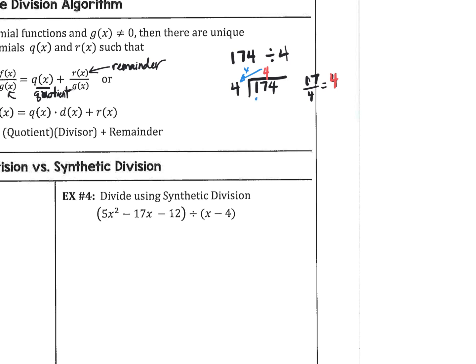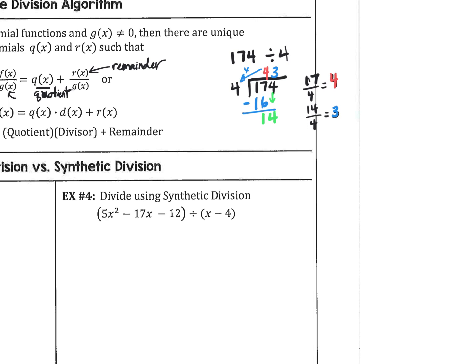So 4 times 4 is 16, and then what do we do? We subtract. So sign changes, 17 minus 16 is 1. And then we bring down the 4. And we start this all over again, don't we? Now we take 14 and say, how many times will 4 go into 14? 3 times, won't it? So this 3 right here goes here next to that 4.